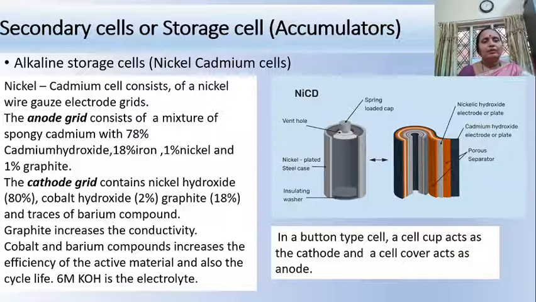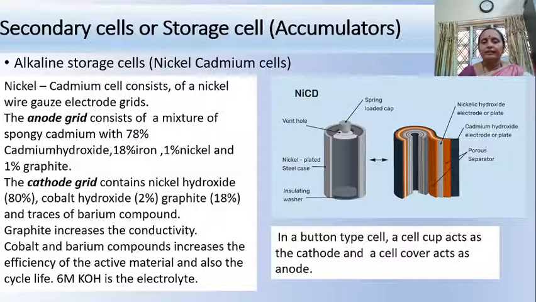Secondary cells or storage cells are even called accumulators. Nickel cadmium cell comes under alkaline storage cells. Nickel cadmium cells consist of a nickel wire gauze electrode grids.